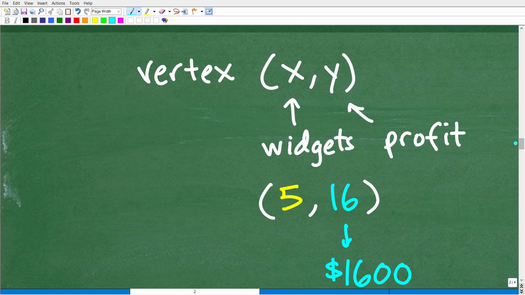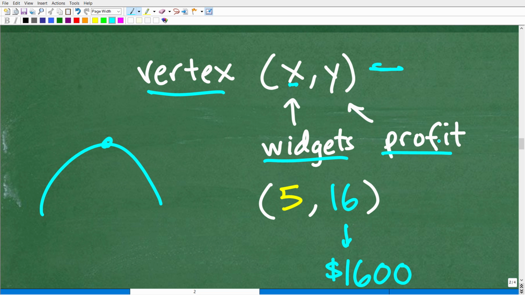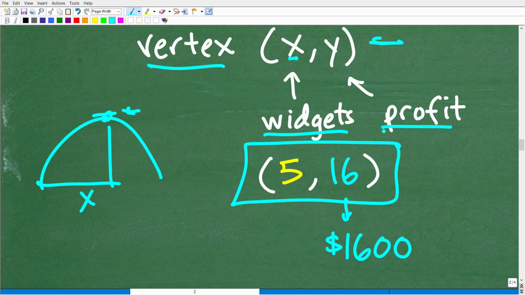So the vertex here, which is the maximum amount, this specific XY point, is what? Well, the X represents the number of widgets and the Y represents the profit. And the maximum profit is going to happen at this X value. So when we make 5 widgets, we get 16, but again, that's $1,600. So there is the answer. The maximum amount of profit for this particular company, in terms of number of widgets to make per day, would be 5.